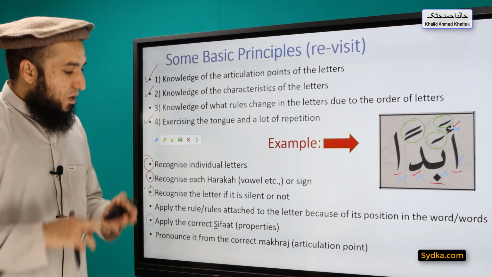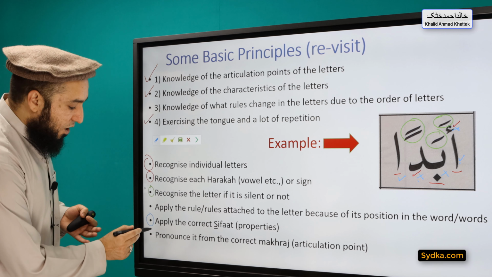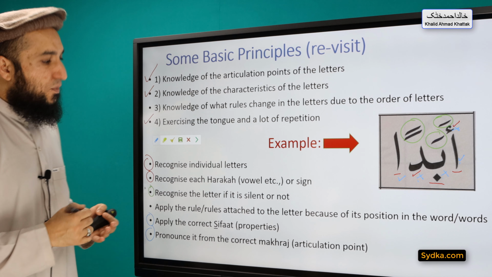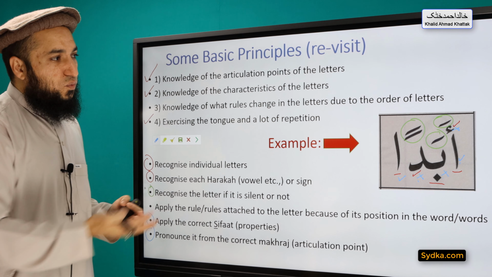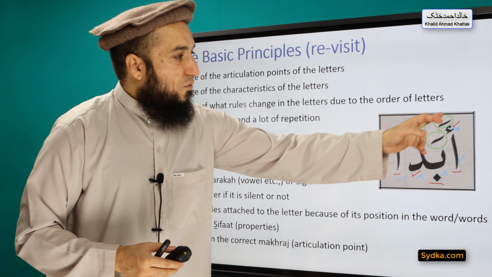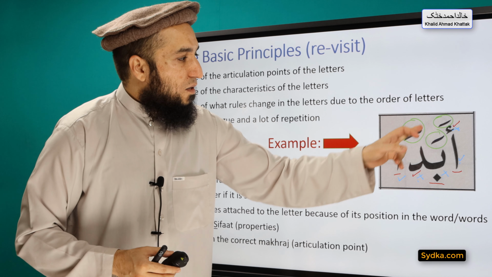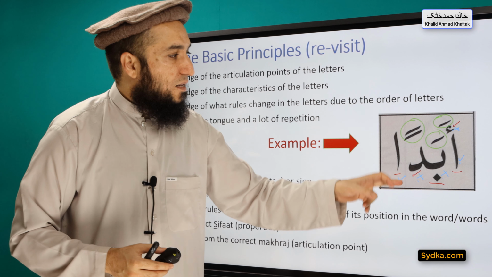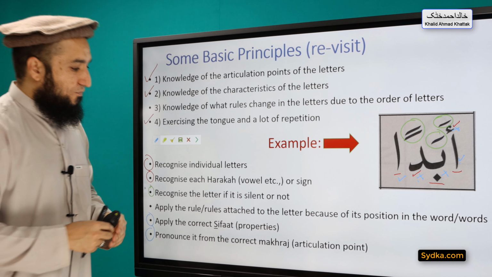The next one is pronouncing each letter from its correct makhraj, articulation point. And the other one we can add is we count how many syllables are there. For example, here is a, one, ba, two, den. So there are three syllables in this word.